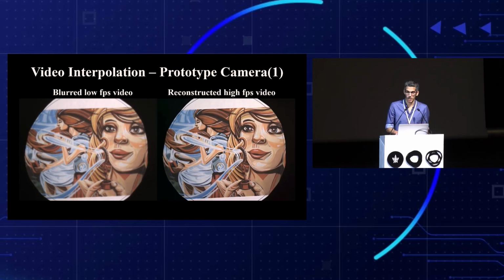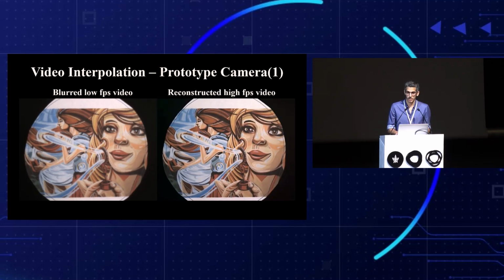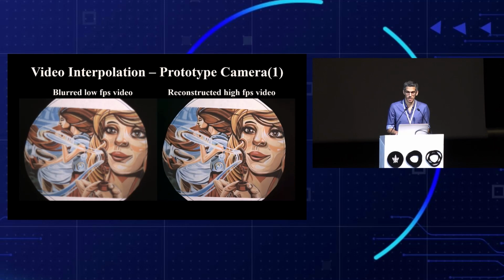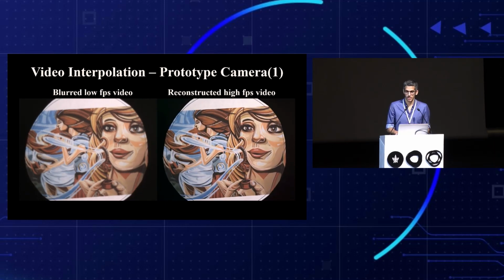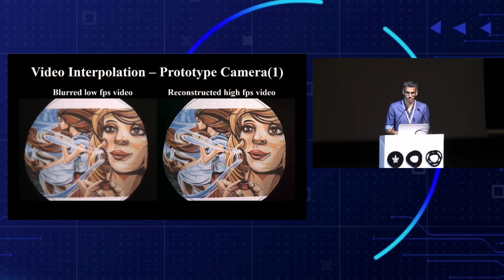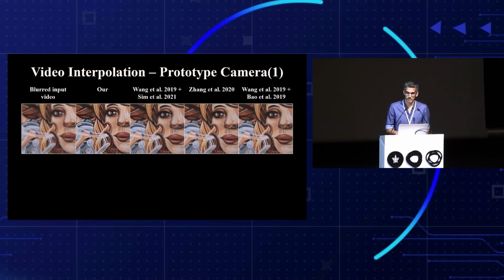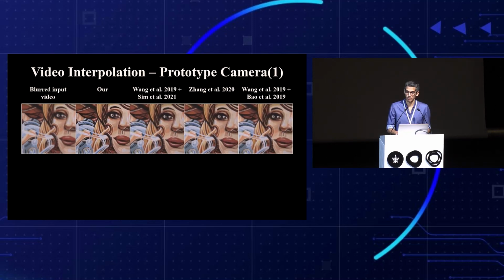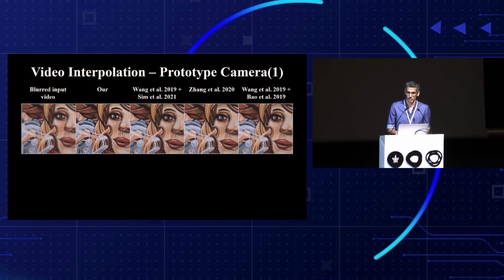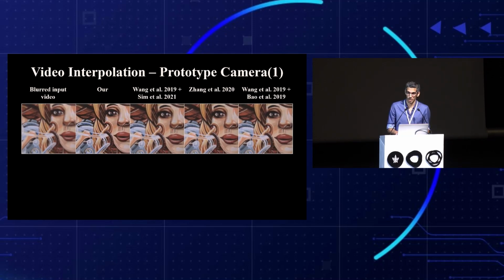We captured video in our lab. You can see on the left the low frame rate blurred video, and on the right the reconstructed video, which is more sharp. And this is a comparison between our method and conventional camera methods. You can see also here a sharper reconstruction in our method.